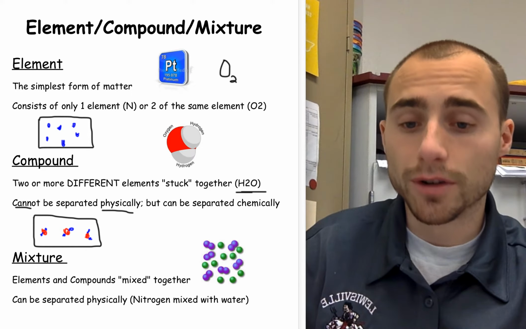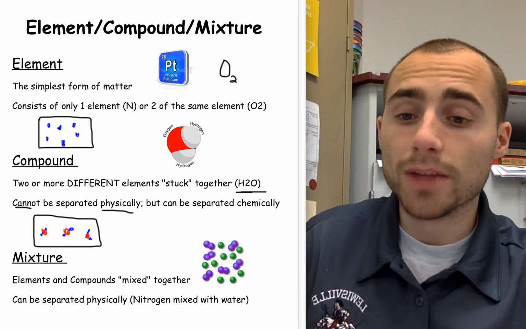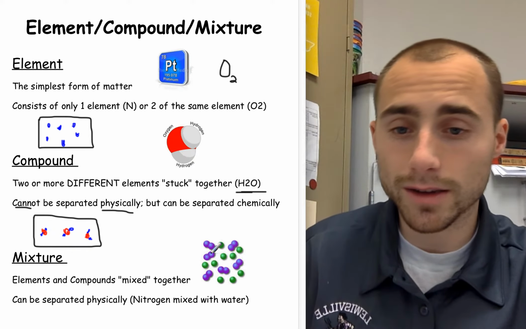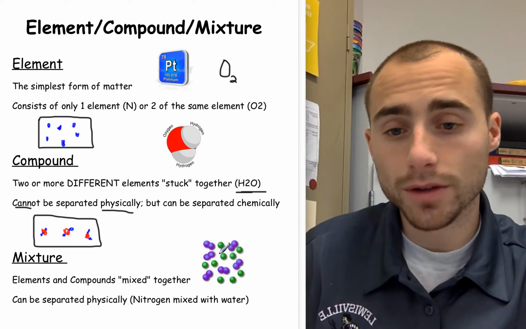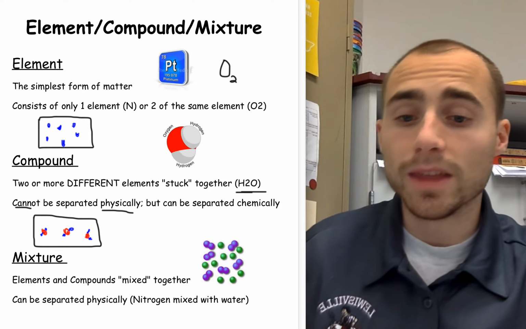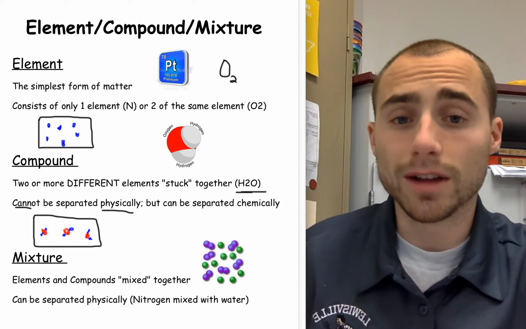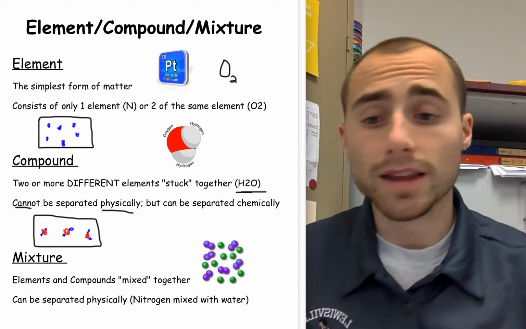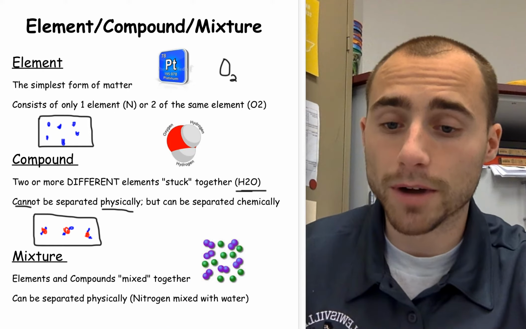Lastly, we have mixtures. A mixture is when elements and compounds are mixed together. You can see the picture of it right here. You can see the purple are compounds, and you can see the green are elements, and they're all mixed together. These can be separated physically. So you could actually physically separate these. You could physically separate mixtures.